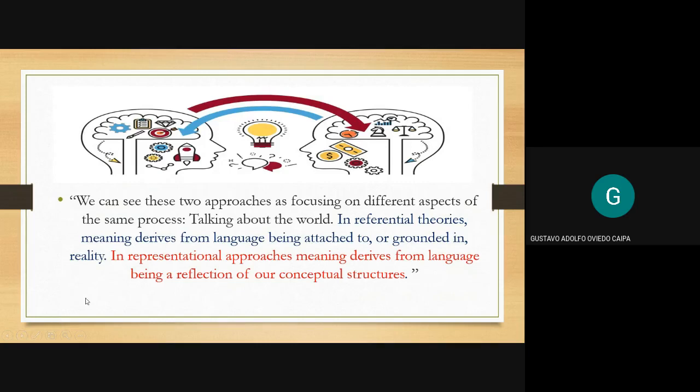Okay, so we're going to see this again. We can see these two approaches as focusing on different aspects of the same process, talking about the world. In referential theories, meaning derives from language being attached to or grounded in reality. You see, the real world. Meaning from the referential theory is the entities in the real world. But on the other hand, in representational approaches, meaning derives from language being a reflection of our conceptual structures.